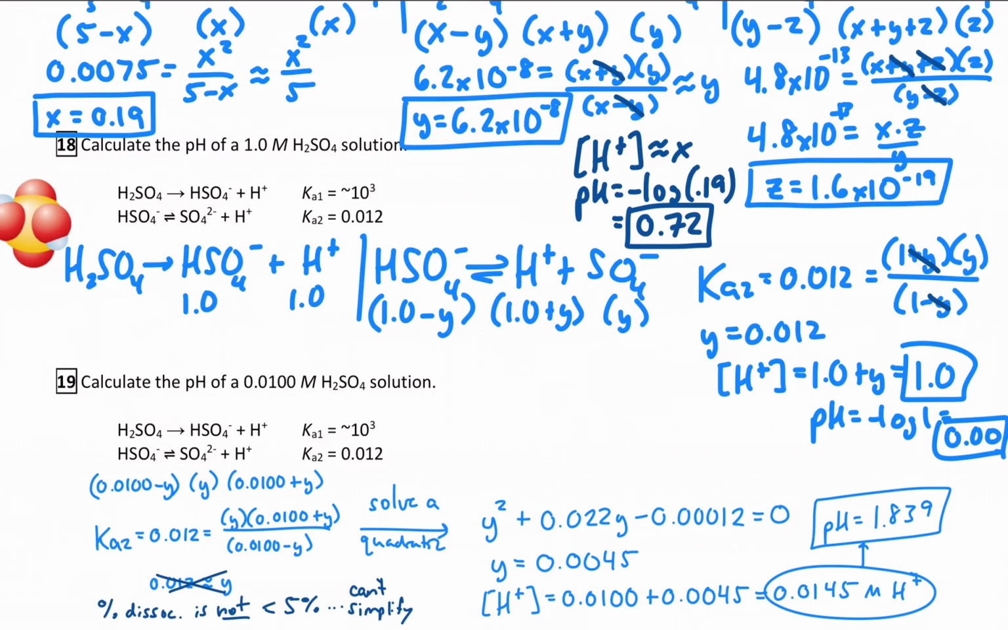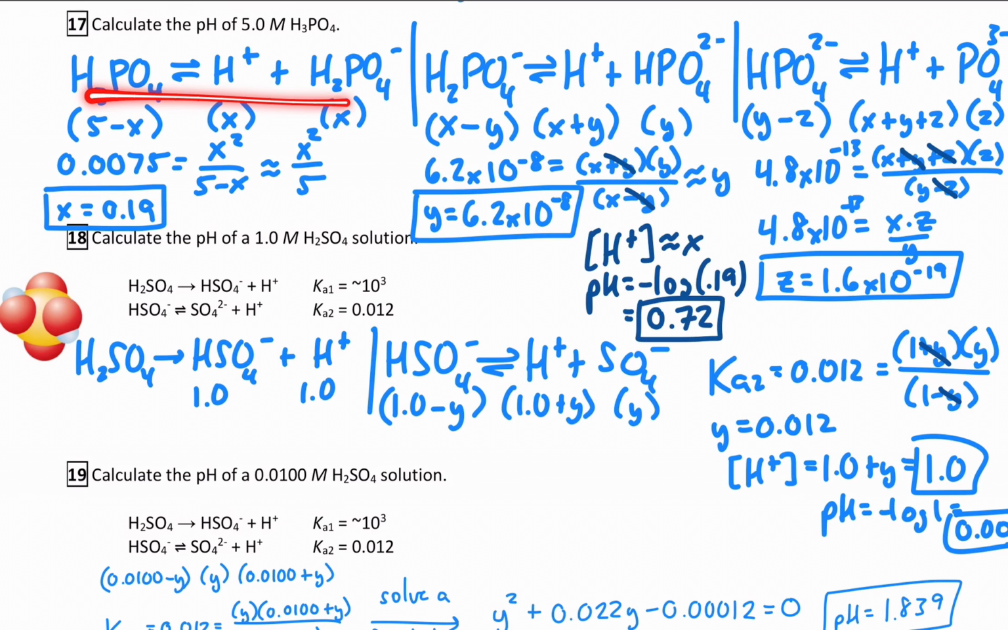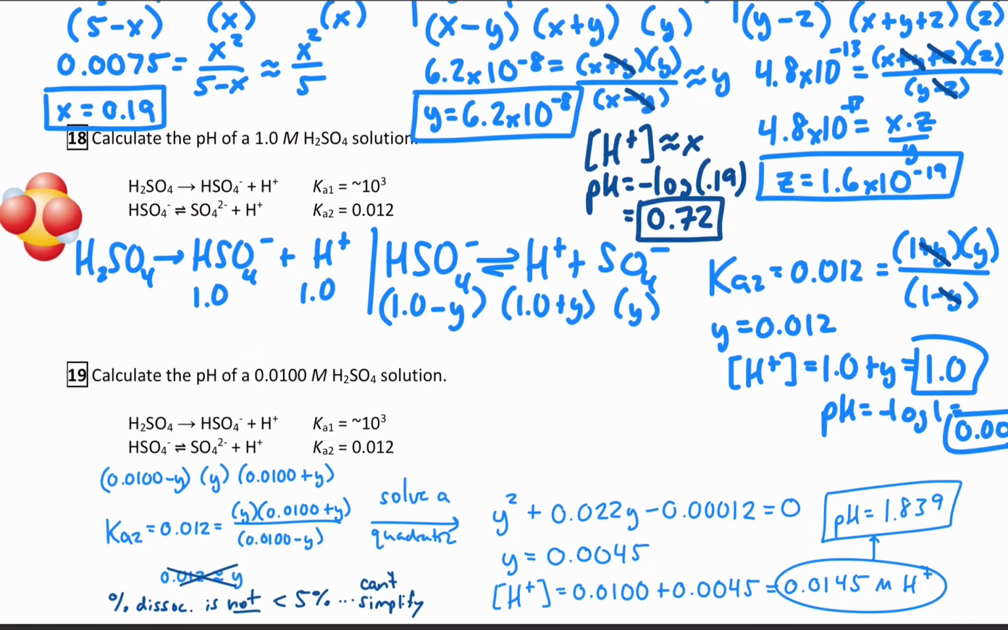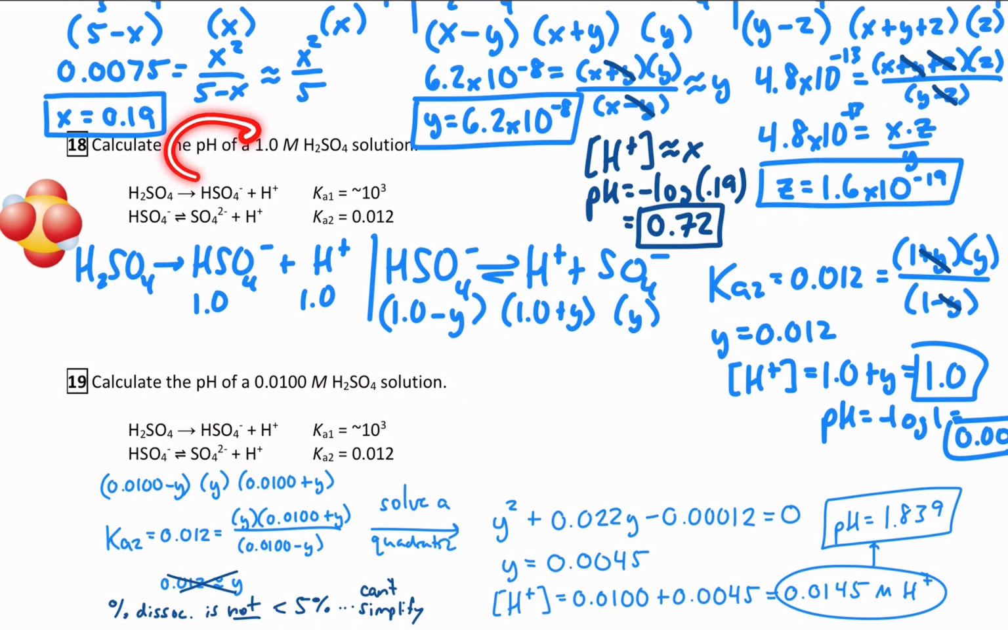Okay, so much more involved mathematical thinking to do with polyprotic acids, but the key is that the dissociations happen one after the other. They all have their respective Ka values, and we can use those to solve for how acidic a solution of a polyprotic acid is.